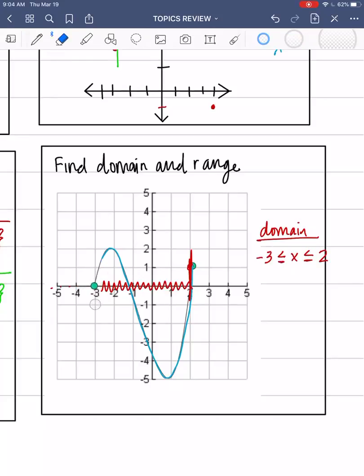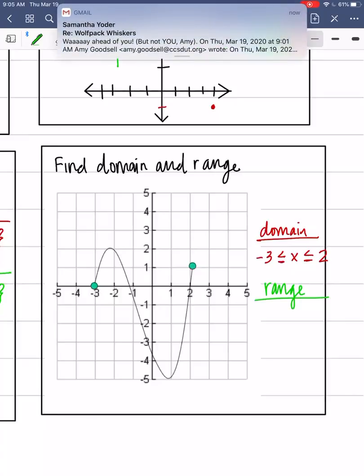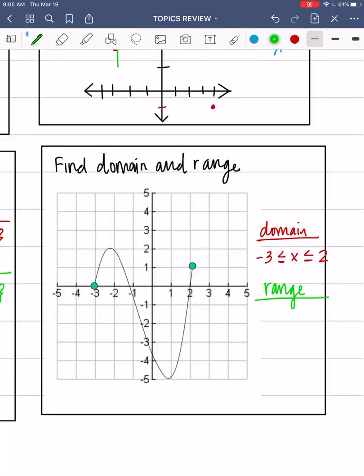I'm going to erase this. Range, we're wondering how far up and down our picture is. So let's look at range. Okay, range. So we're looking all the way from bottom to top. So the lowest point it ever touches is all the way down here at -5, right? And the highest point it ever gets is right here, which is up at 2.